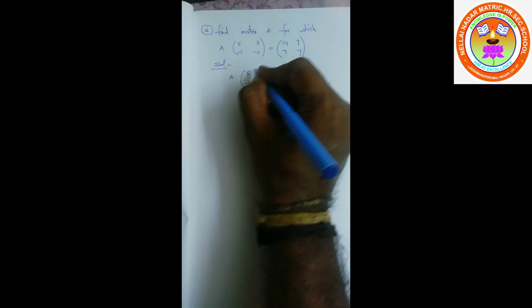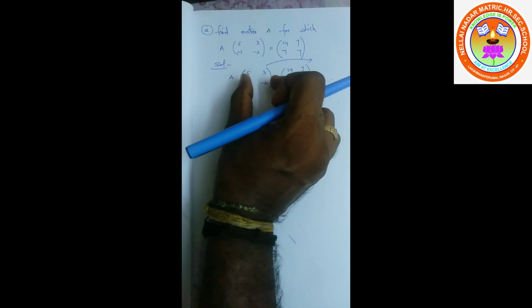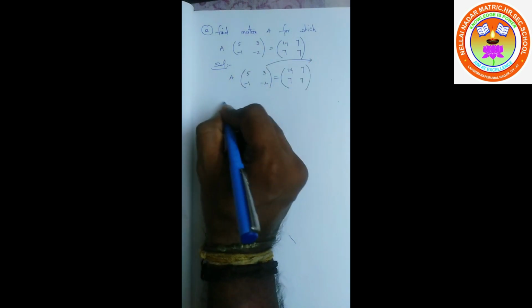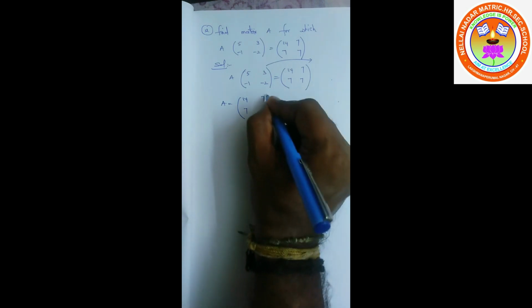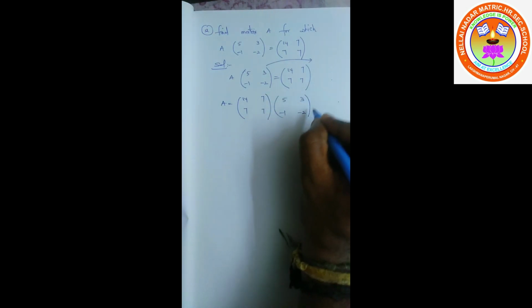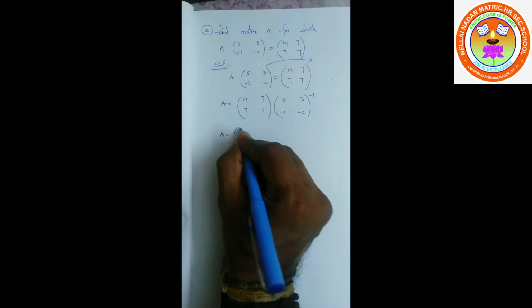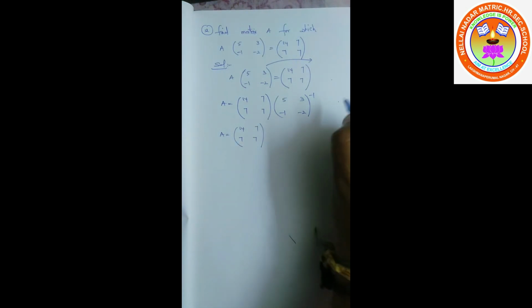Listen very carefully. I am not going to take A, B, C; this is a waste of process. I am going to take this matrix on this side. But I can't take this matrix towards the front because it is present last. So it comes last. So A is equal to the matrix 14, 7, 7, 7 into the inverse of the matrix 5, 3, minus 1, minus 2.